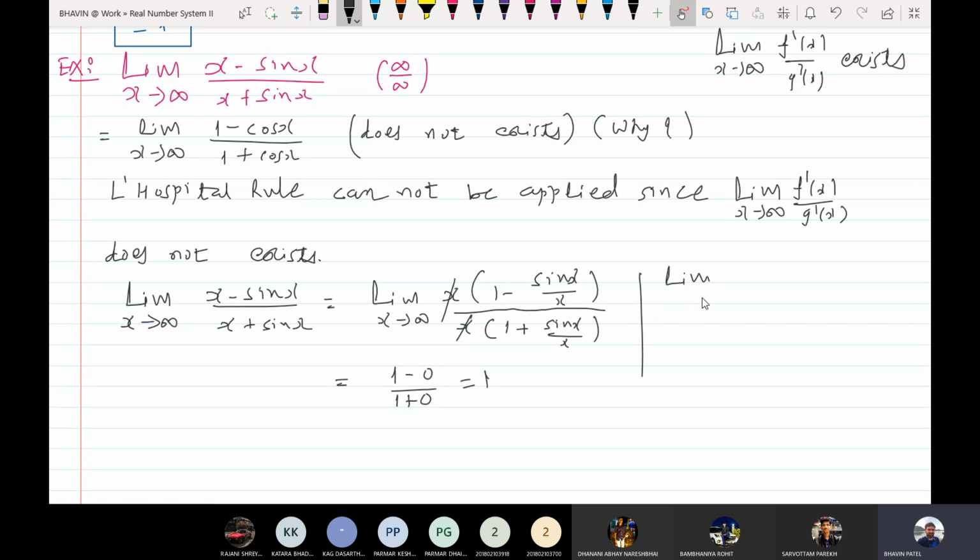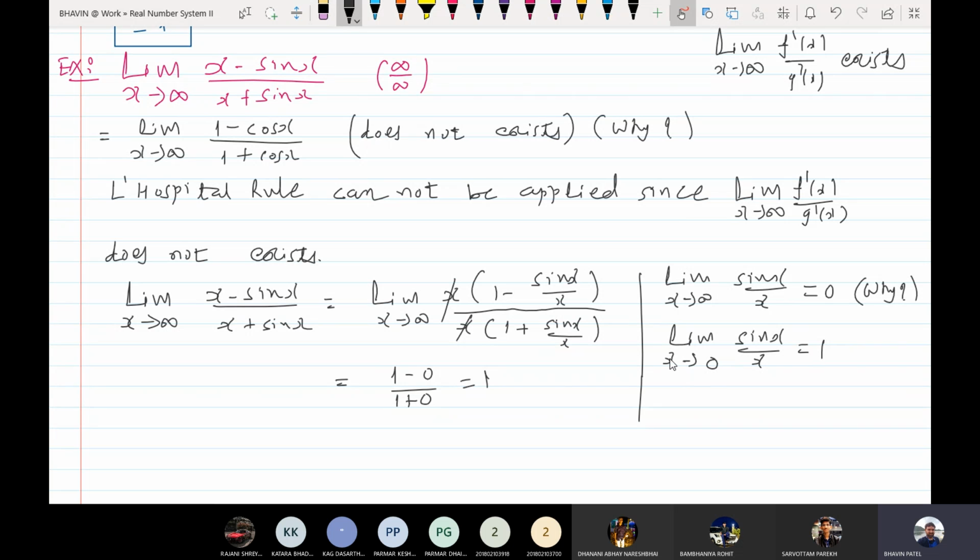Now here we have used this fact: limit x tends to infinity, sin x upon x, this is 0. Why? Why is this limit 0? See, if your x tends to 0, then what is limit of sin x upon x? 1. But if you take x tends to infinity, this limit is 0. See, why this 0?